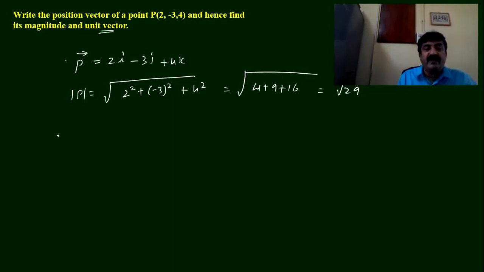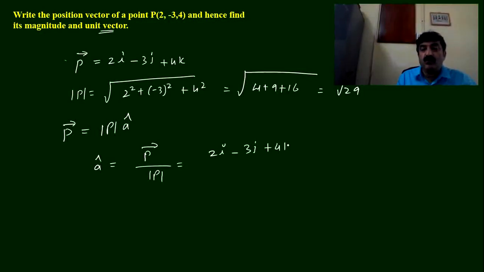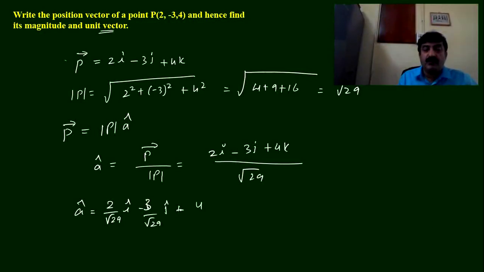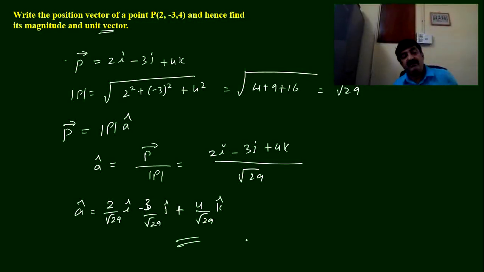Find the unit vector, the directional vector. You know vector p is equal to modulus of p into a cap. So a cap is equal to vector p divided by modulus of p. Vector p is 2i minus 3j plus 4k divided by root 29. So this is nothing but a cap equal to 2 by root 29 i cap minus 3 divided by root of 29 j cap plus 4 divided by root of 29 k cap. So like this you can solve this problem also.